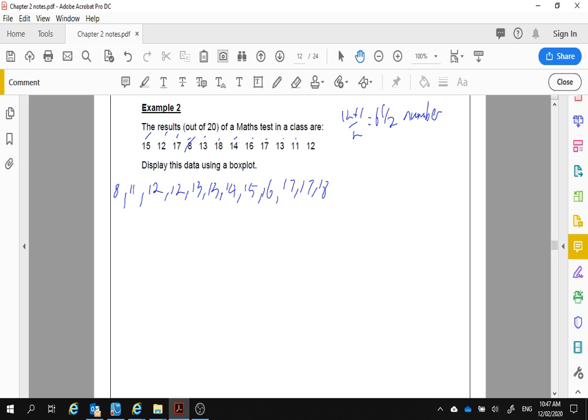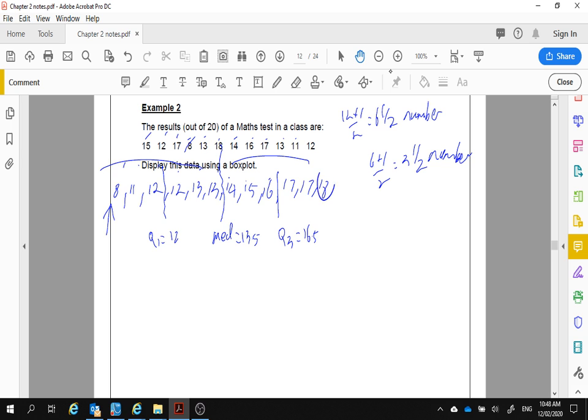Okay, 6.5 number, we've got 1, 2, 3, 4, 5, 6, so the median is in there, halfway between 13 and 14, so the median equals 13.5. Now we need Q1. Well there's 6 numbers now here and 6 numbers here, so 6 plus 1 divided by 2, we're looking at 3.5 number. So 1, 2, halfway between the 12 and the 12, Q1 equals 12, we already know our minimum. And 1, 2, 3 halfway between the 16 and the 17, so Q3 is 16.5, and there's our maximum.